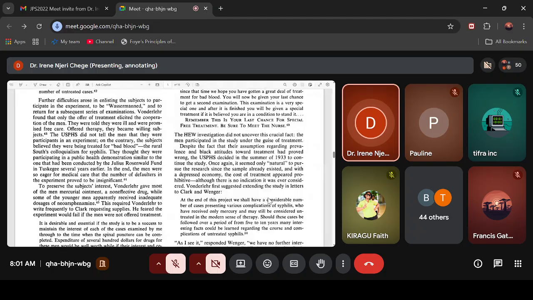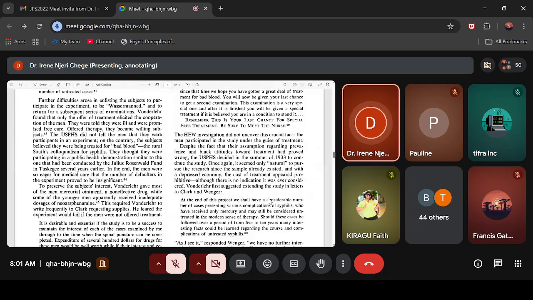So when he chose the study, this health body, the USPHS, did not tell the men they were participants in an experiment. On the contrary, the subjects believed they were being treated for bad blood, a Southern colloquialism for syphilis. So when he actually got men who had syphilis, these participants thought they were being treated. They were not told, there was no informed consent, so there's no respect for persons here. They're not told, no, you're part of a study, and no, we're not treating you. So these men all along thought they were being treated for syphilis.